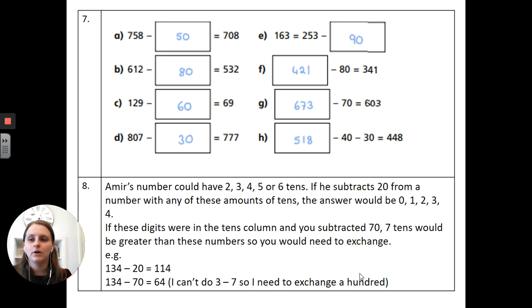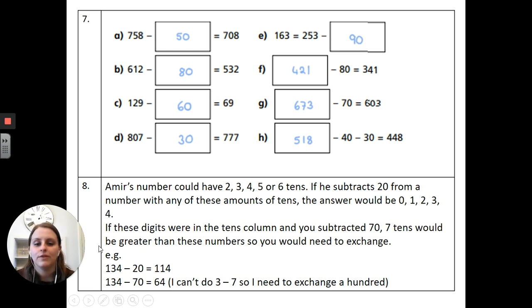Okay, again, pause so you can mark question 7, and then we'll have a chat about question 8. So there's quite a lot going on in this one. Okay, so for number 8, Amir's number could have had 2, 3, 4, 5, or 6 tens. If he subtracts 20 from any of these numbers, the answer would be a 0, a 1, 2, 3, or 4. So as we said, if I had 120, take away 20 would be 100, 130, take away 20 would be 110, 140, take away 20 would be 120, and on and on. So those would be the numbers that would fit there.